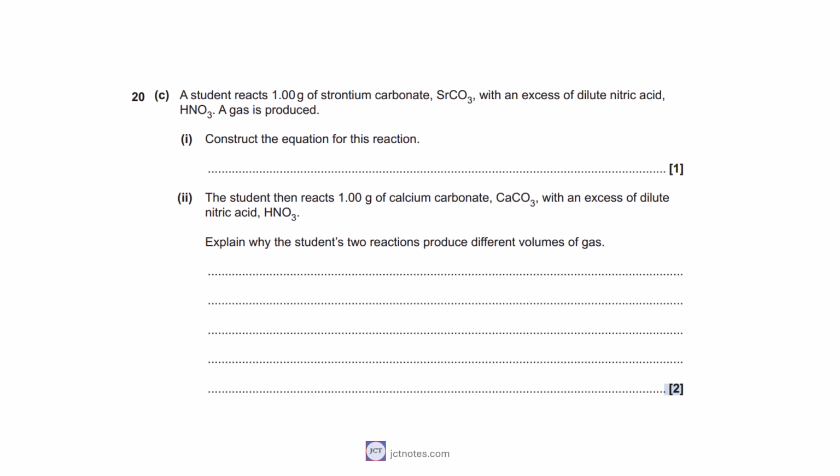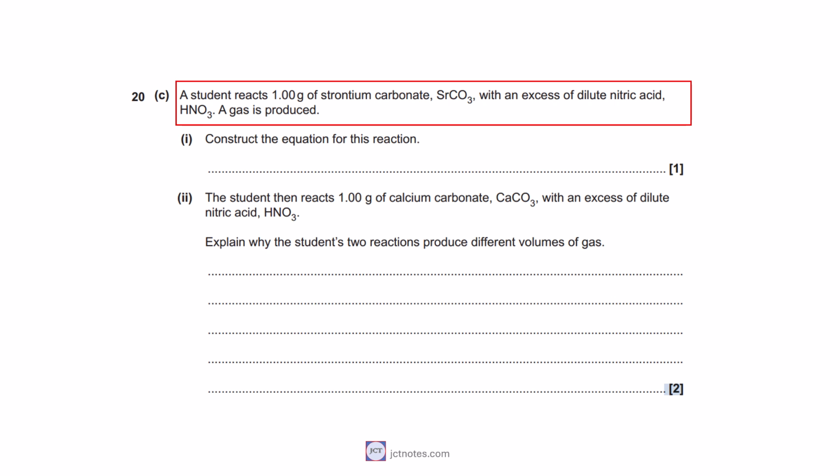In part C of question 20, a student reacts 1 gram of strontium carbonate with an excess of dilute nitric acid. A gas is produced. In the first question, we are asked to construct the equation for this reaction. Strontium carbonate reacts with dilute nitric acid to produce strontium nitrate, carbon dioxide gas, and water.